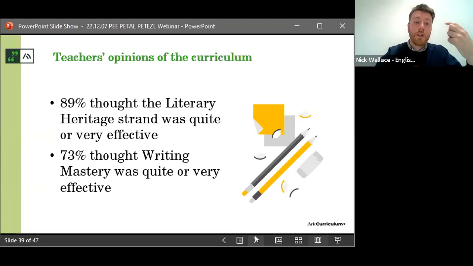Teachers also saw the curriculum as being really successful. 89% of teachers said the literary heritage strand was quite or very effective, and 73% said our writing curriculum, writing mastery, was quite or very effective. Again, in terms of industry standards, these are really high figures.